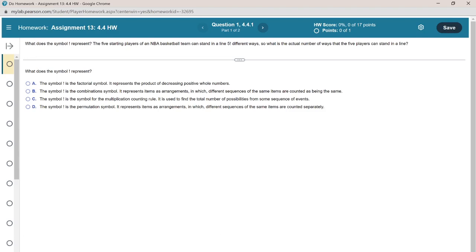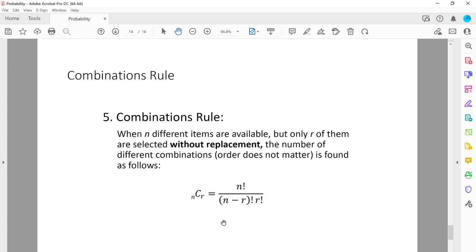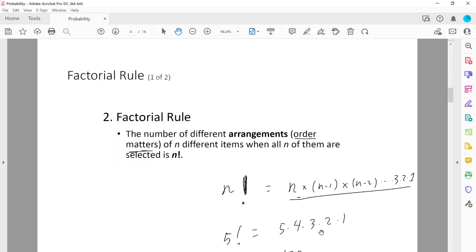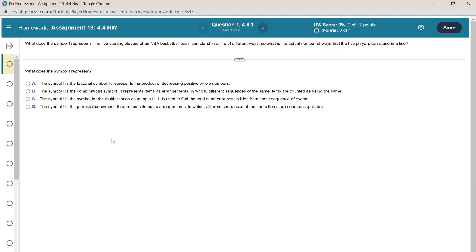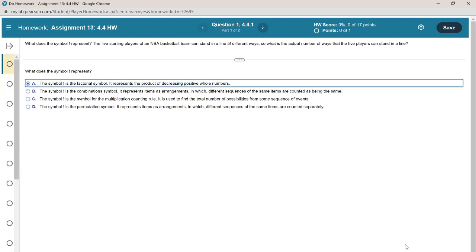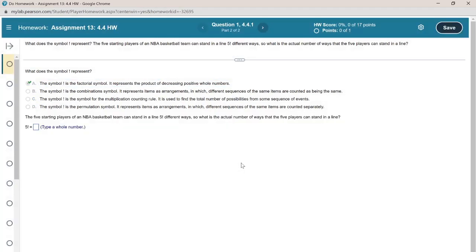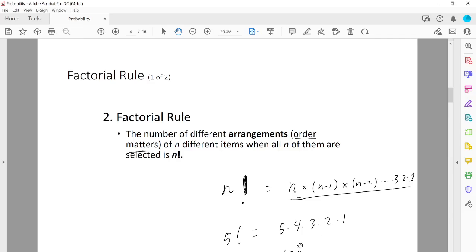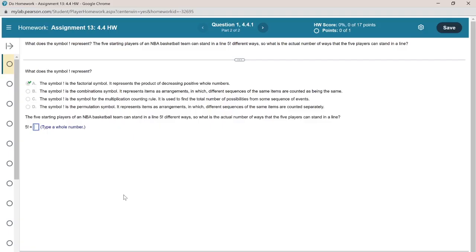Look at the first problem. What does the factorial symbol represent? We already know that factorial means we multiply the number, starting from this whole number, going down to 1. So the factorial symbol represents the product of decreasing positive whole numbers. The first option is the right one. Okay, what is 5 factorial then? We already found that 5 factorial is 120. So I can just plug that 120 in here.